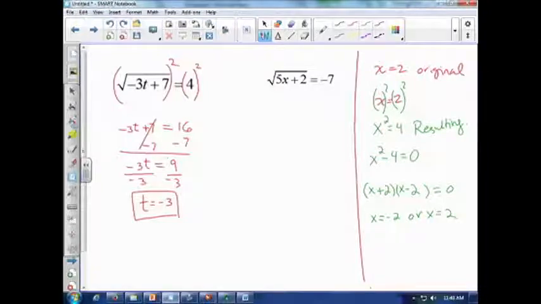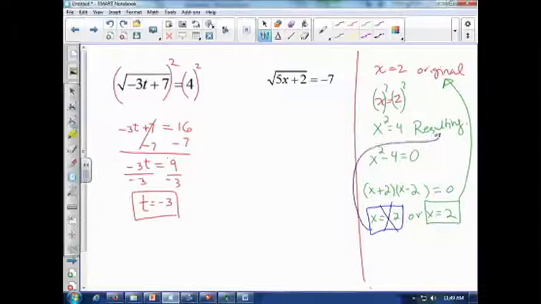Notice that the original equation is x equals 2. So this is a solution to the original equation. However, this one is not a solution to the original equation. It's only a solution to the resulting equation after squaring. And so x equals negative 2 is called an extraneous solution. So we have to be careful every time we square both sides. We must check for extraneous solutions.